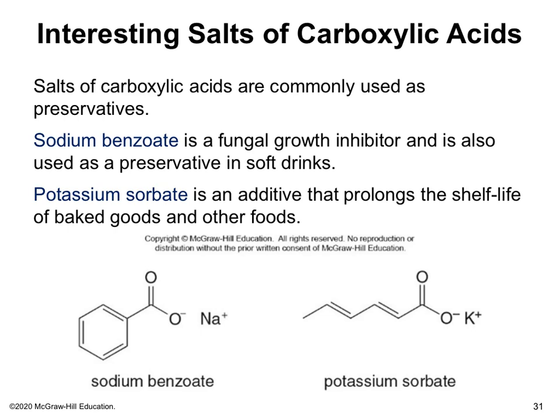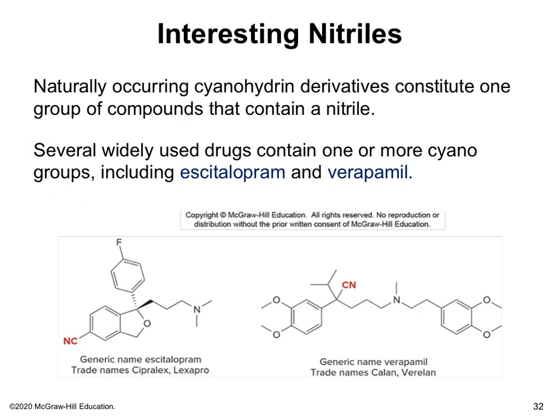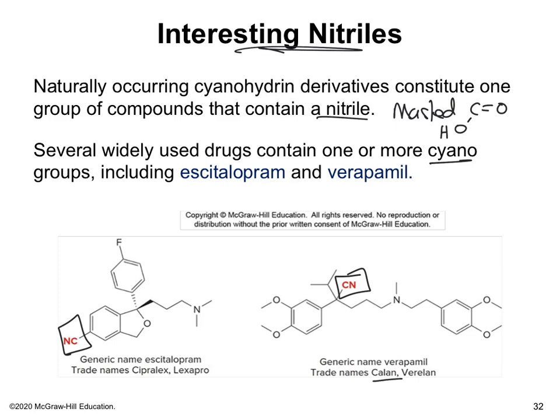Sodium benzoate, so this is the benzoyl group here. This is potassium sorbate, but that's a common name. This is a nitrile. Remember, nitriles are kind of like masked carboxylic acids. So where do you find the cyano? Lexapro. And this is another drug, Calan.